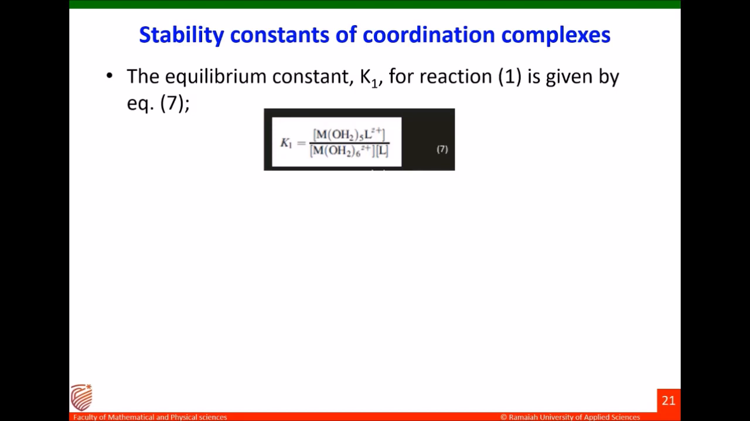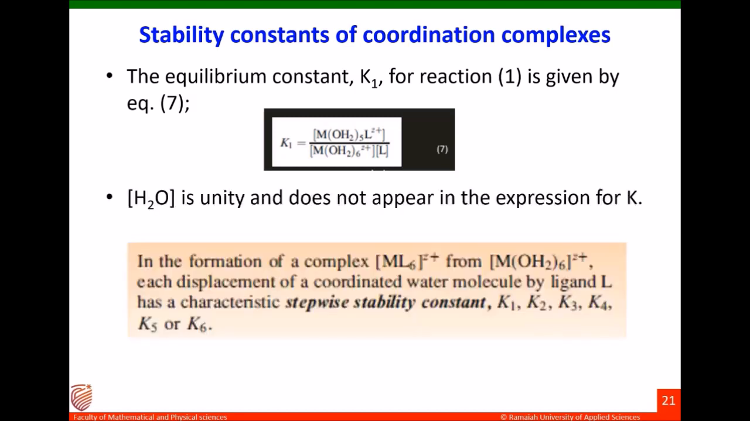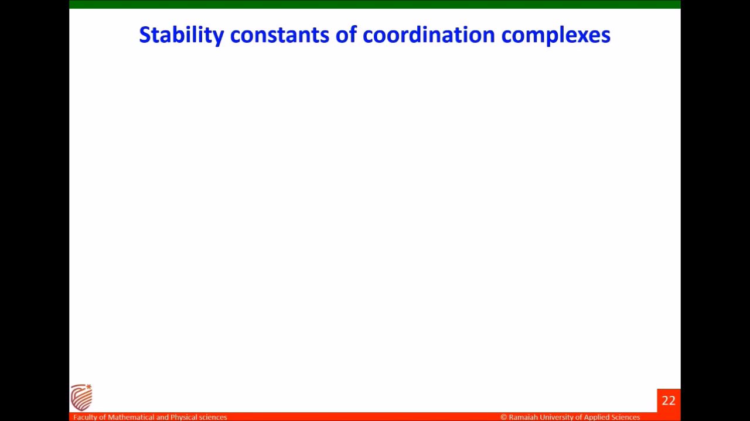Similarly, you can write the stability constant or the equilibrium constants K2, K3, K4, K5, K6 for the remaining reactions. So similarly to the first equilibrium constant K1, you can find the remaining 5 equilibrium constants until K6 from the given 6 reactions. So it's a 6 stepwise reaction.